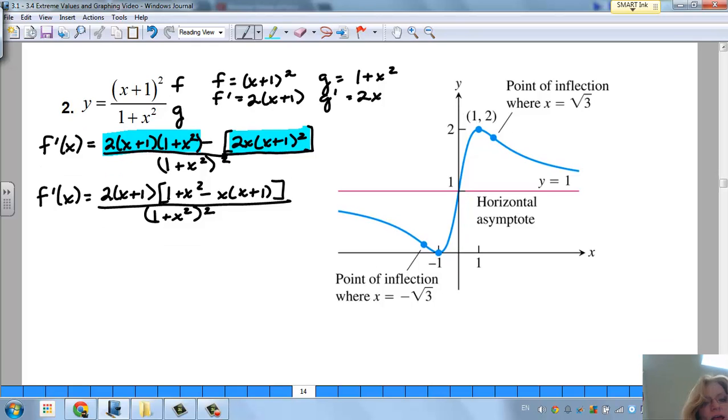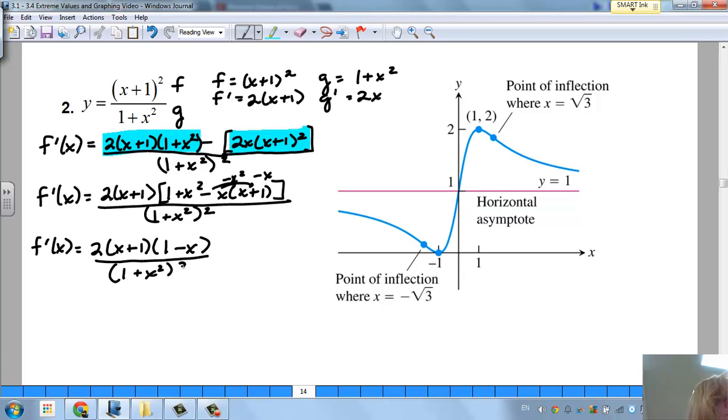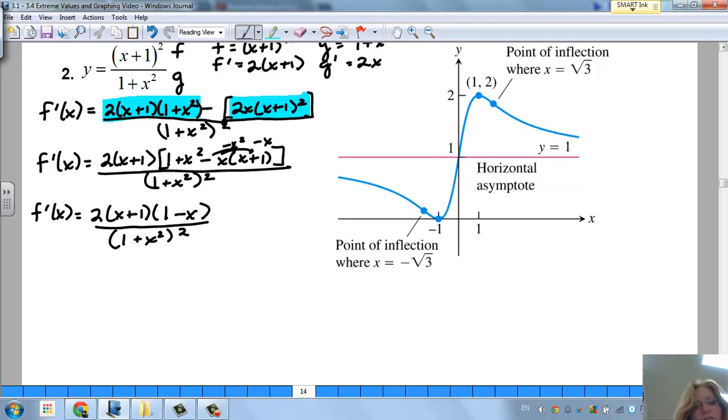And then I can combine what's inside the bracket here. So I have f prime of x is going to equal 2 times (x plus 1) times, and if I do this here, this will be a negative x squared. If I do this here, and if I do the distributive property, that's minus x. So the x squareds kind of cancel out, so I end up with a 1 minus x in here, all over (1 plus x squared) squared. So there's our first derivative.